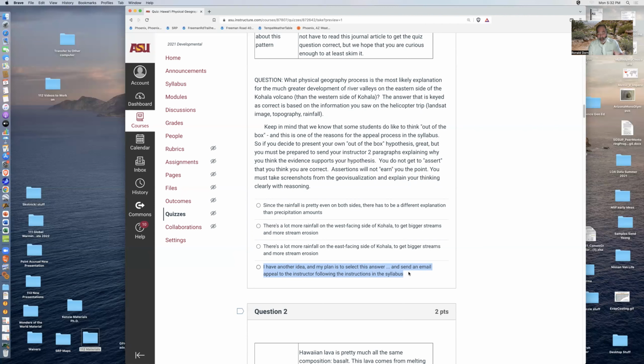All right, so let's say you're not going to do that. You just want to move on. One option is, since the rainfall is pretty even on both sides, there has to be a different explanation than precipitation amounts. That's incorrect. You saw that in the helicopter ride.